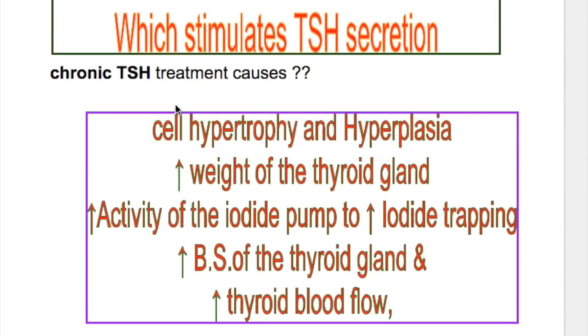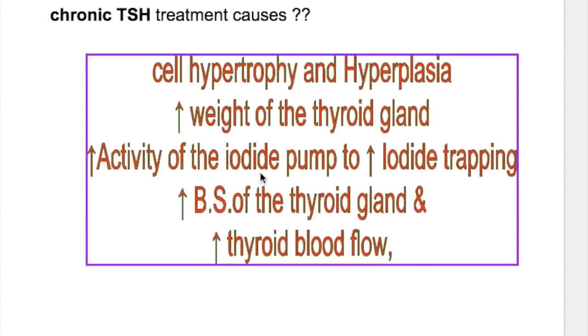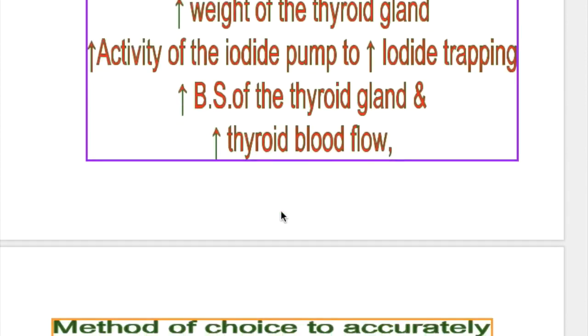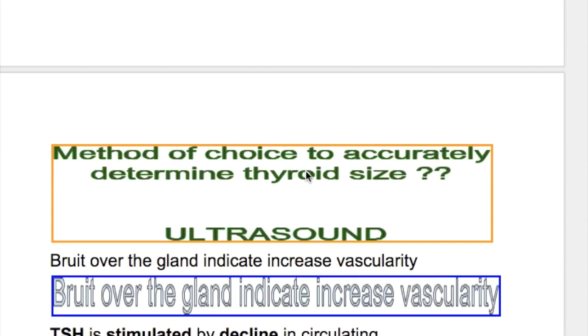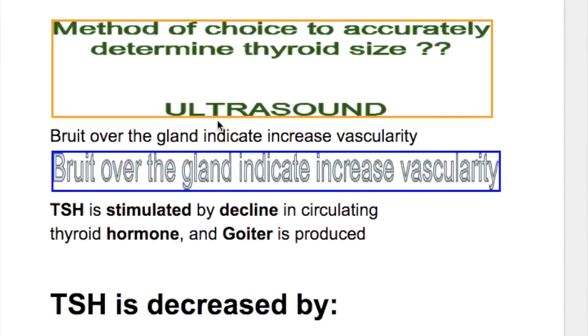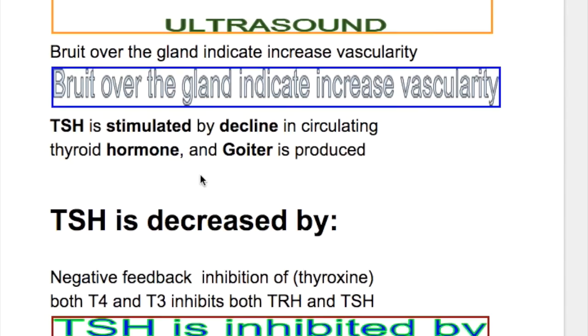So what are the effects of increased TSH? Increased TSH causes cell hypertrophy and hyperplasia, increased weight of the thyroid gland, increased activity of the iodide pump to increase iodide trapping, increased blood supply of the thyroid gland, and increased thyroid blood flow. So it increases the size of the thyroid gland. So what is the method of choice to accurately determine the thyroid size? Ultrasound is the method of choice to determine the thyroid size, and a bruit over the gland indicates increased vascularity. TSH is stimulated by a decrease in circulating thyroid hormone, and goiter is produced.